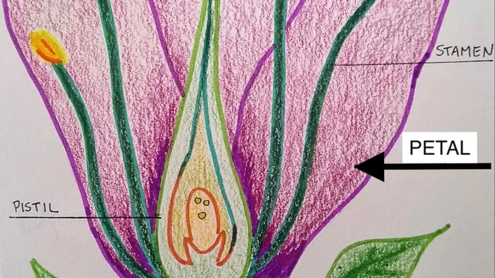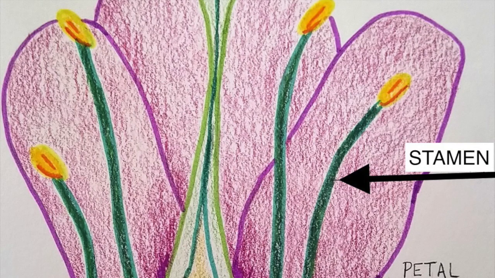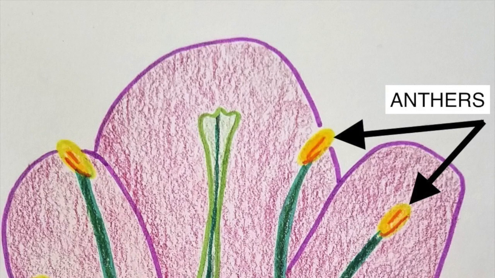pollinate the flower later. The next part is the stamen, and the stamen are really important because that's where the pollen comes from. The stamen make the pollen. So there's this long stalk right here, and also at the very top there's the anthers. That's the yellow bits right there. That's where the pollen actually comes out. So bees can pick up the pollen from there and carry it to other plants.